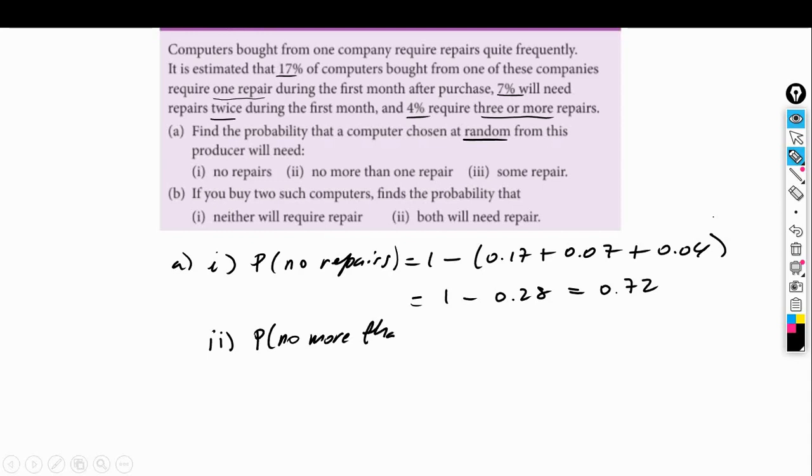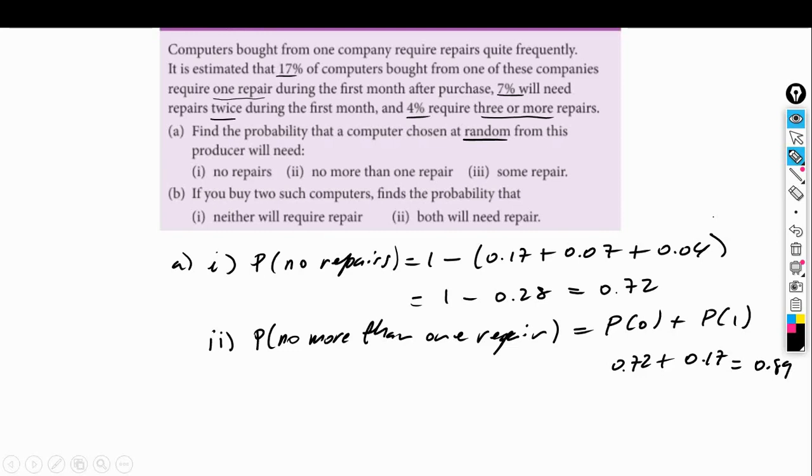For part 2, it says the probability of no more than one repair. So that means 1 or less, right? So that means the probability of 0 plus the probability of 1. Notice that I'm using addition here because all these events are disjoint. That's why we can use this rule. So the probability of 0 is 0.72, and the probability of 1 is 0.17. And if we add this, it's going to be 0.89. So 89% chance that you will need no more than one repair.